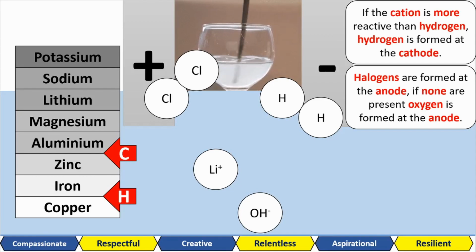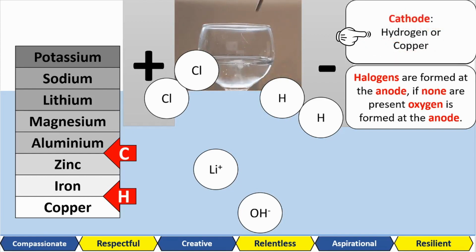Instead of remembering all of the reactivity series for rule 1, if you have anything other than copper as your cation, then hydrogen is formed. Think about it. You can only form hydrogen or copper because it is only copper that hydrogen is more reactive than. So if it was copper instead of lithium, copper would be formed at the cathode.